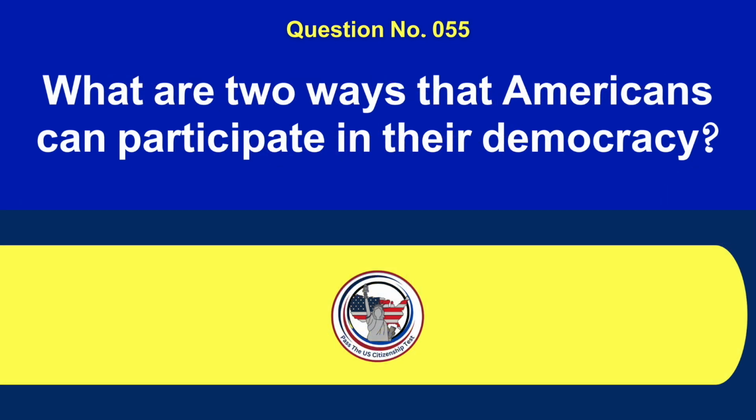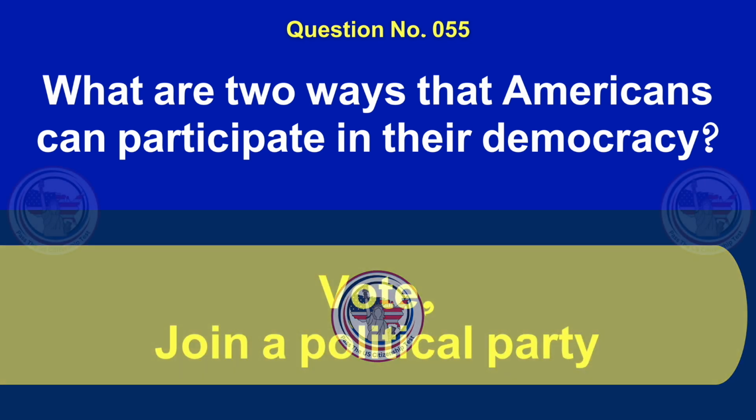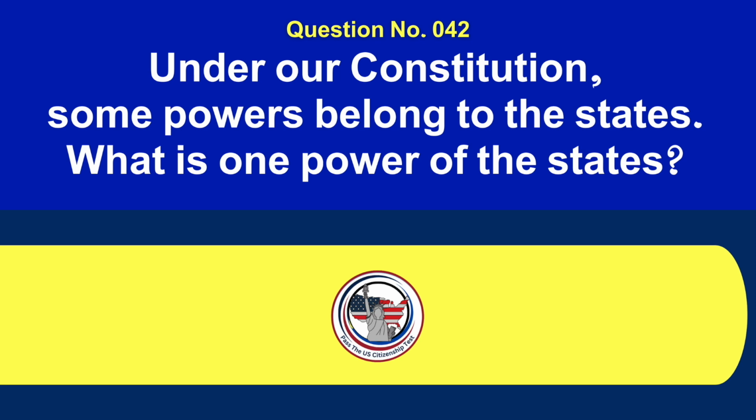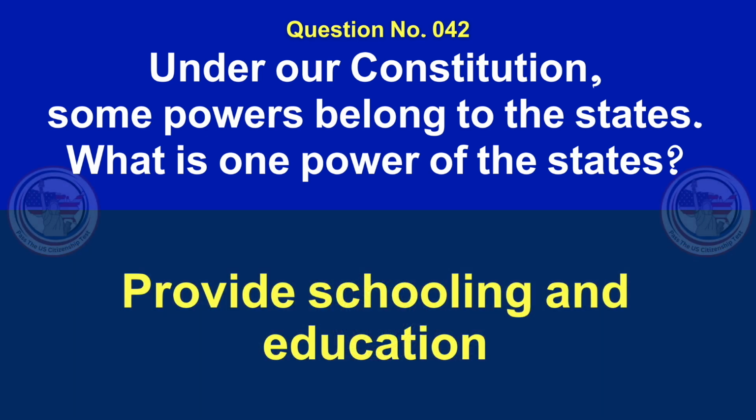What are 2 ways that Americans can participate in their democracy? Vote. Join a political party. Under our Constitution, some powers belong to the states. What is one power of the states? Provide schooling and education.